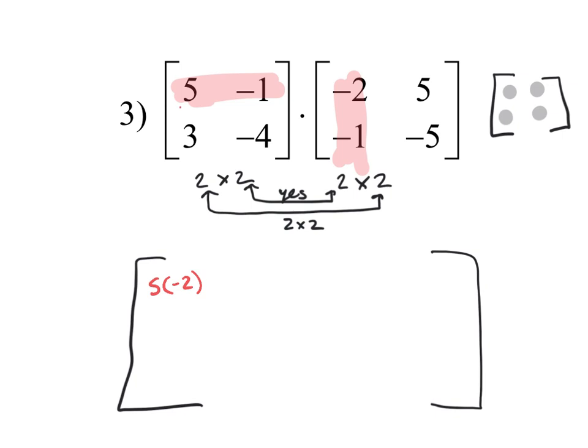So we multiply the first number times the first number that's highlighted. Then we move on to the second number times the second number that's highlighted. So -1 times -1. And remember, in our first matrix, we move in rows. In the second one, we move in columns.